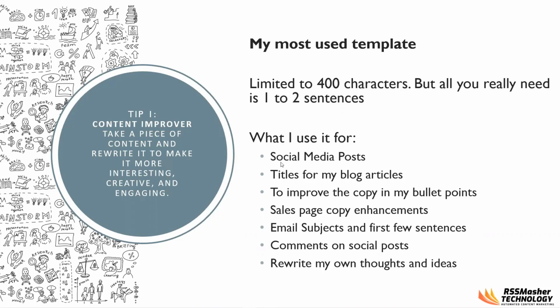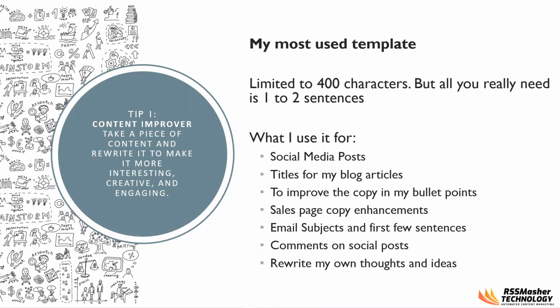So here's what I use it for. I use it for social media posts, titles for my blog articles, and to improve copy in my bullet points. And I'll talk a little bit about this as we go through. Sales page copy enhancement: I just recently had a long form sales letter created by a professional copywriter, and he charged me a lot of money. Some of the bullets I didn't like, and some of the sales content itself I thought could be improved. So I use Conversion.ai to improve the professional copywriter.